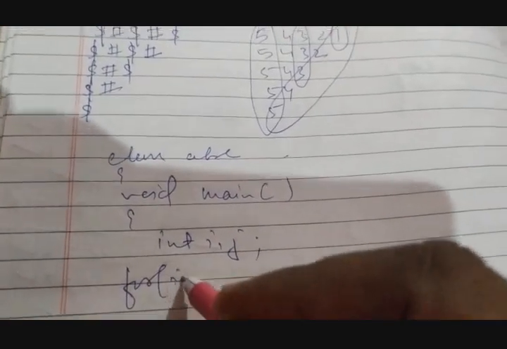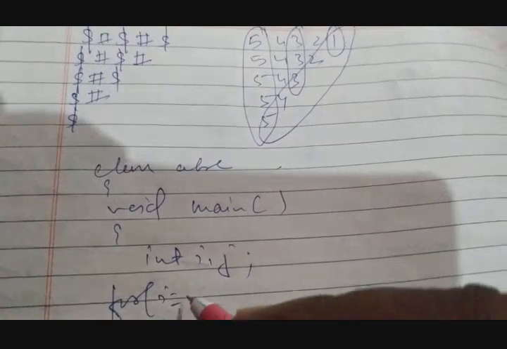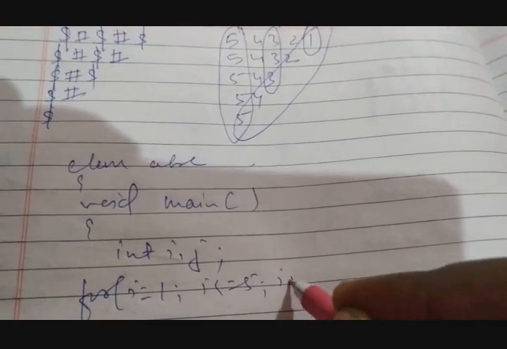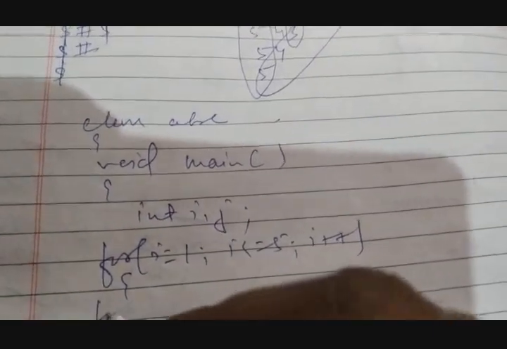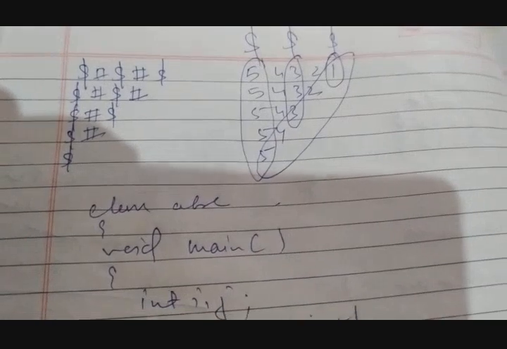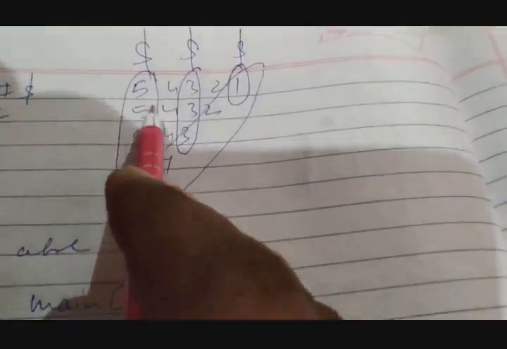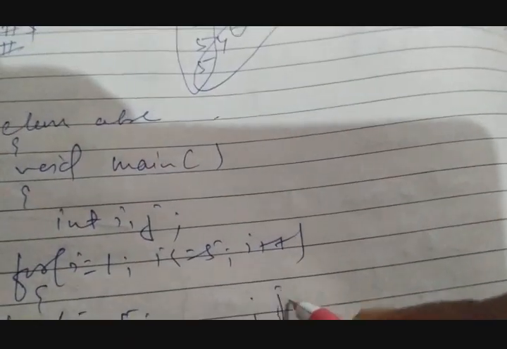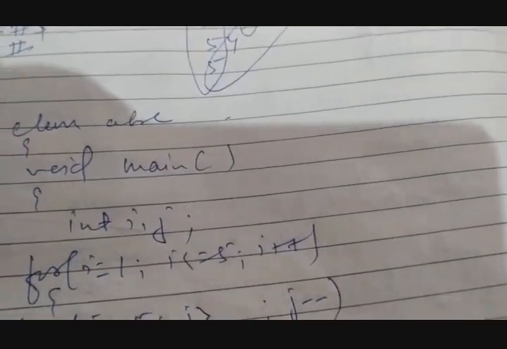For i equals 1, i less than or equal to 5, i plus plus. For j equals to, j always begins with 5. Now 5, 4, 3, 2, 1, it's decreasing, so j minus minus.